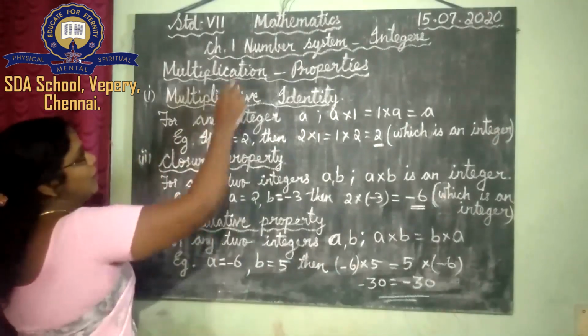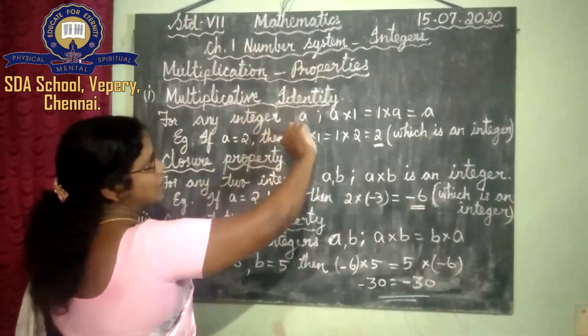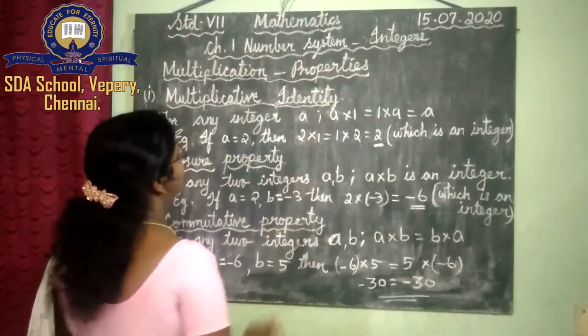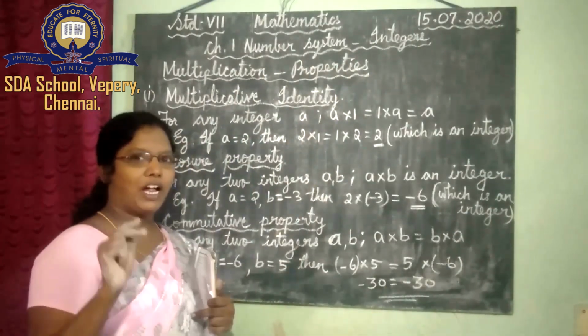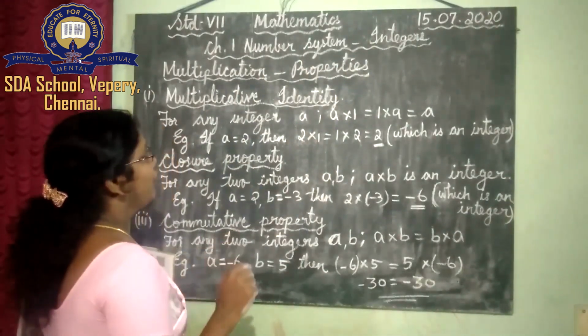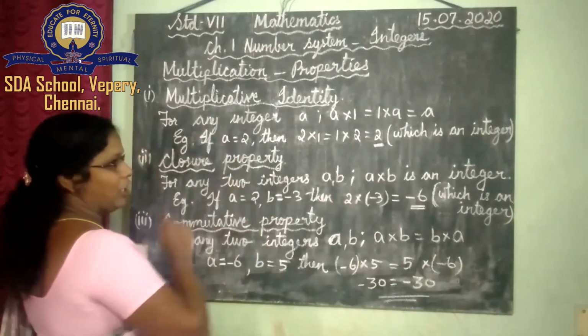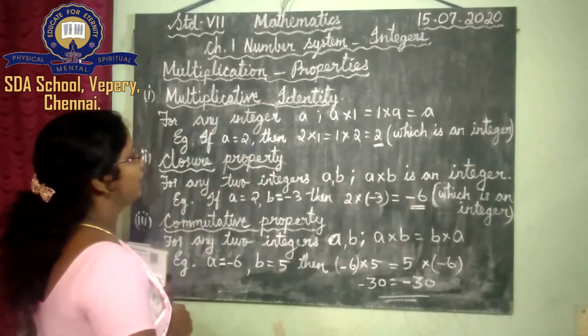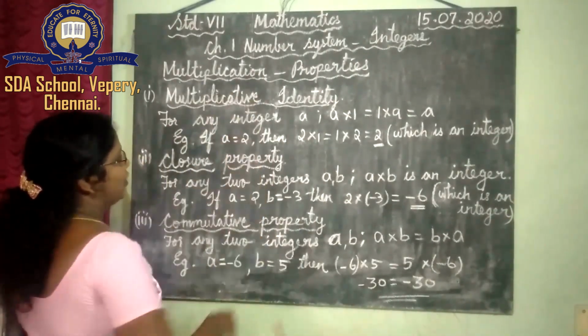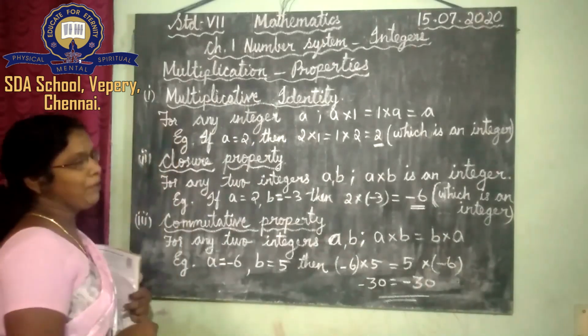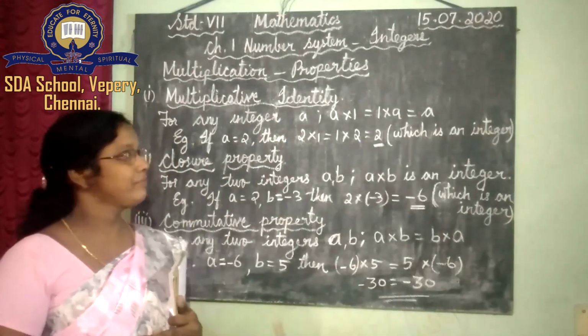Here you see, our first chapter is number system. Under that we are learning integers. Last week we learned addition and subtraction. Today we are going to learn multiplication and division. First we are going to learn multiplication. We have some properties for that. First one is multiplicative identity.